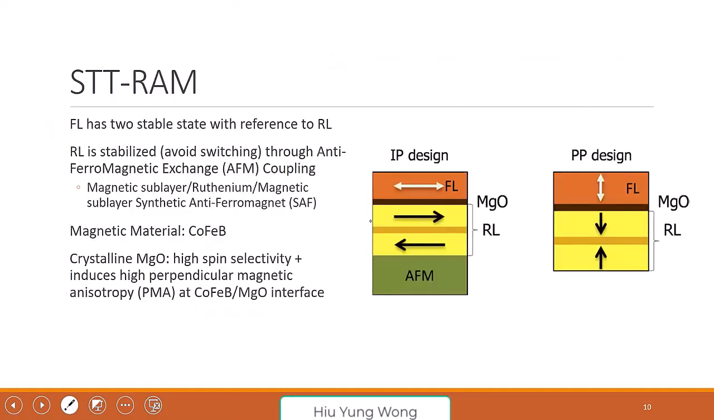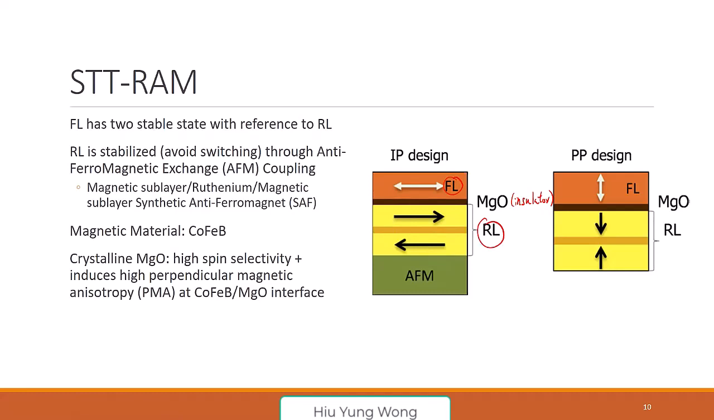What is a STT RAM? This is the figure that I want to show you. Now I have the drawing. You see it becomes more complicated. The free layer has two stable states, right? With reference to the reference layer. Now you see that, do you see that now? You have more layers. I have the MgO. This is the insulator, what I told you earlier. And this is the free layer. The whole thing at the bottom is the reference layer.